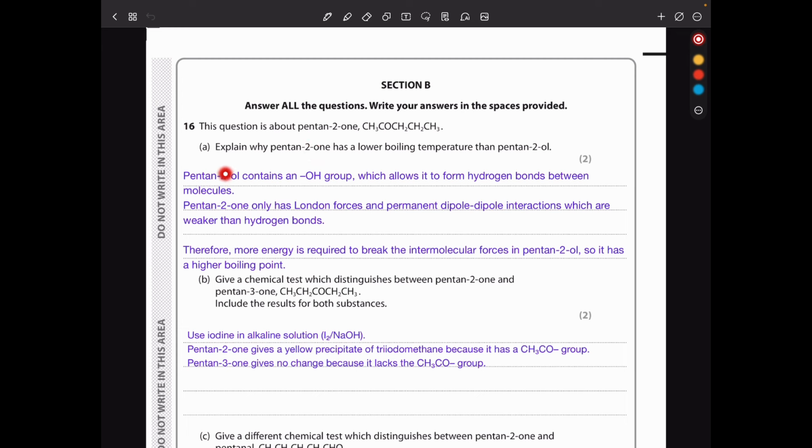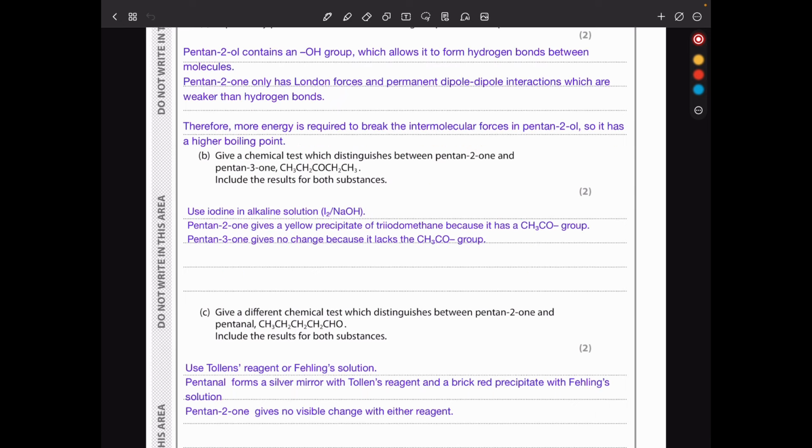So I said pentan-2-ol contains an OH group which allows it to form hydrogen bonds between molecules. Pentan-2-one only has London forces and permanent dipole-dipole interactions, which are weaker than the hydrogen bonds. Therefore, more energy is required to break the intermolecular forces in pentan-2-ol, so it has a higher boiling point.